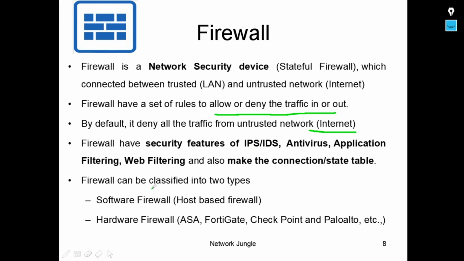Firewalls can be classified into two types: software firewall and hardware firewall. A software firewall is a host-based firewall. A hardware firewall is a physical firewall. Cisco makes the ASA, Fortinet makes the FortiGate firewall, and there are also Checkpoint and Palo Alto.